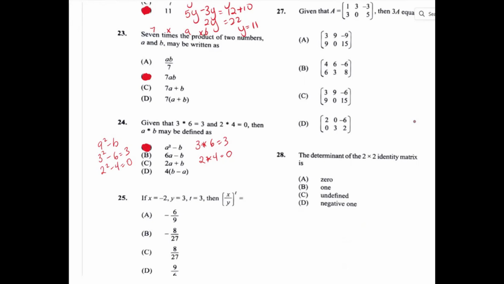So basically what I did is I used this as A and this as B. I was proceeding to do it in each of the answers to see which one would have given me 3 if I do 3 and 6 as A and B, and which one would have given me 0 if I do 2 and 4 as A and B. And it turns out I got my answer on my first try because A is the answer.